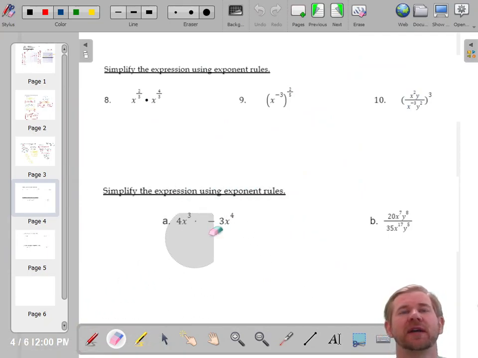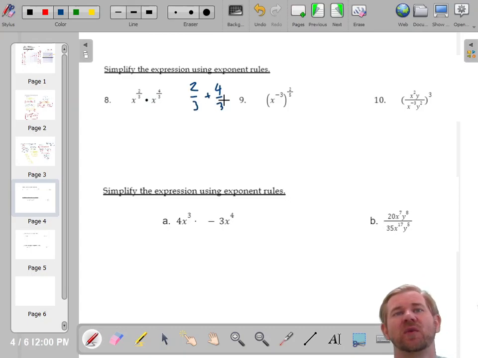Simplify using exponent rules. All right, so exponent rules, if you have the same base, we are going to add. So we have to add the fractions. 2/3 plus 4/3 is 6/3, which is 2 wholes. So this is x squared.